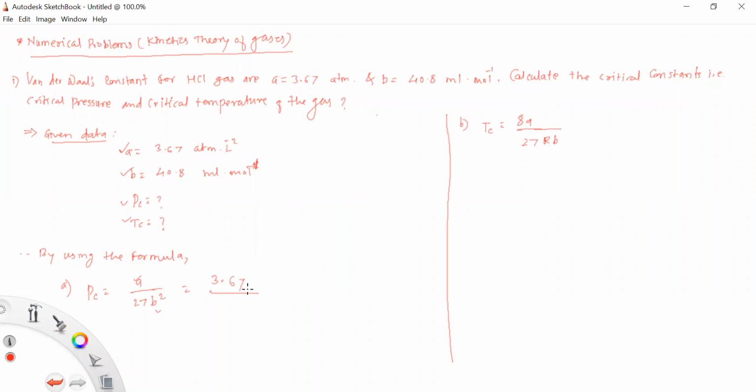3.67, this is your a, and 27 into 40.8 ml, that is raised to power 2. So these are the values which we put into this formula, and simply calculate these two values.